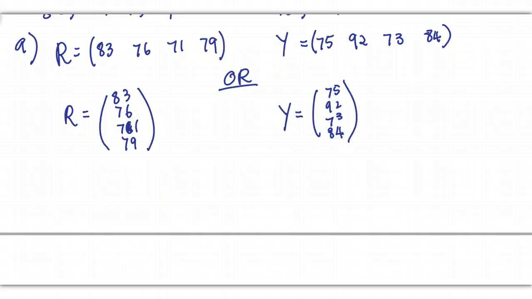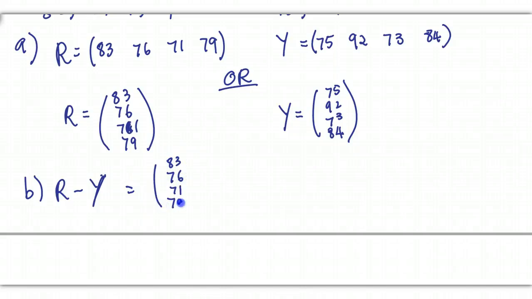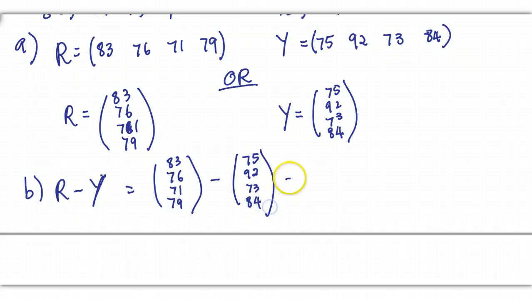Next you are asked to find R minus Y and explain what the numbers in your answer represent. So we will go ahead to find R minus Y. In using addition or multiplication, we usually find column matrices easier to handle because they are easier to visualize. So I will use the column matrix. If you work this out, you should get this answer here.